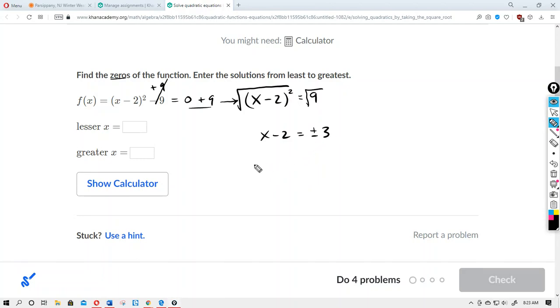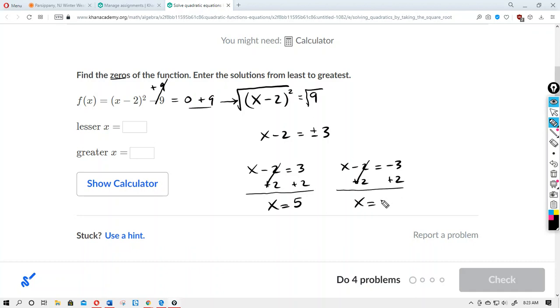So now we have two equations. X minus 2 is 3. X minus 2 is negative 3. Adding 2 on both sides on both equations. The 2's cancel, and 3 plus 2 is 5. Over here, the 2's cancel. Negative 3 plus 2 is negative 1.